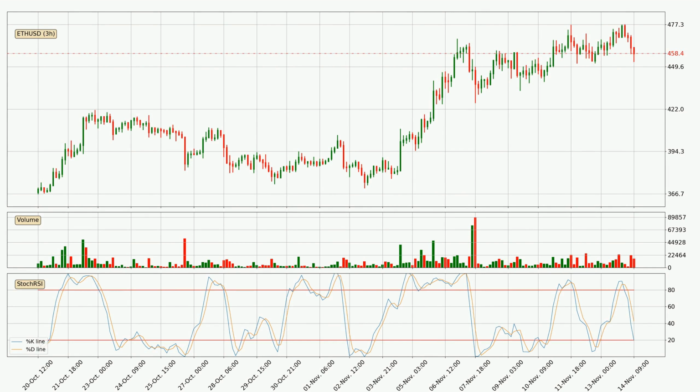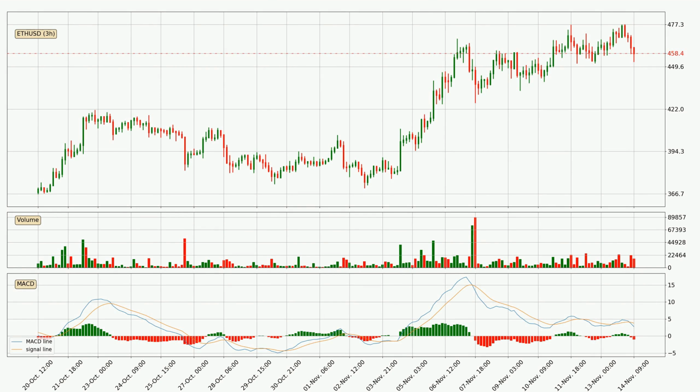Moving to the 3-hourly stochastic RSI, there are no signs of the stochastic RSI being oversold or overbought at this time, but we can see that the trend is currently going down because the K line is below the D line. Jumping to the 3-hourly MACD, the MACD line is below the signal line, which shows that the current trend is on the downside. The MACD histogram shows that the momentum is currently strong, and it could be expected the price to go further to the downside.